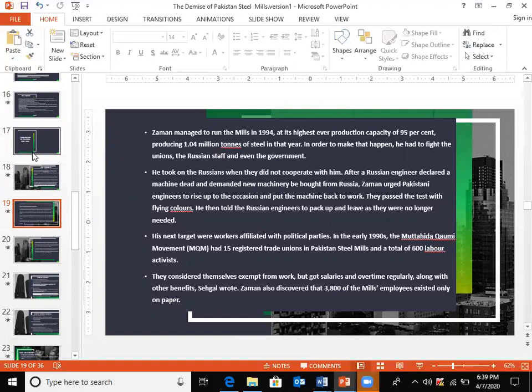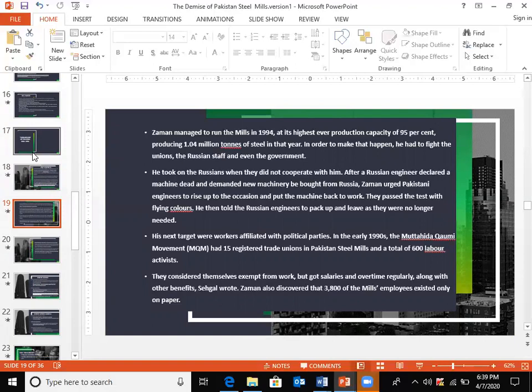And so he basically turned around the steel mills. One of the things that he also did was that prior to his coming in, there were a lot of Russian engineers that were running the entire steel mill, and they had the end-to-end knowledge.